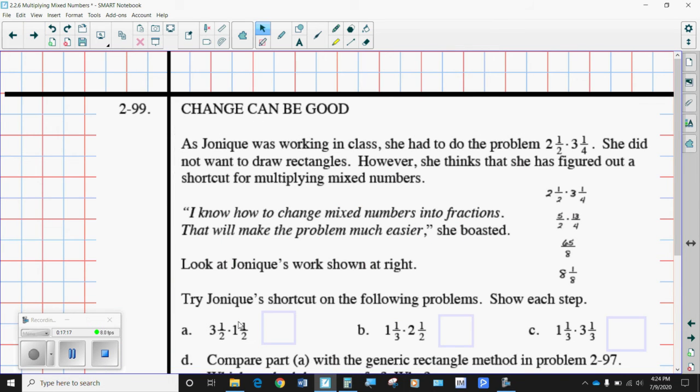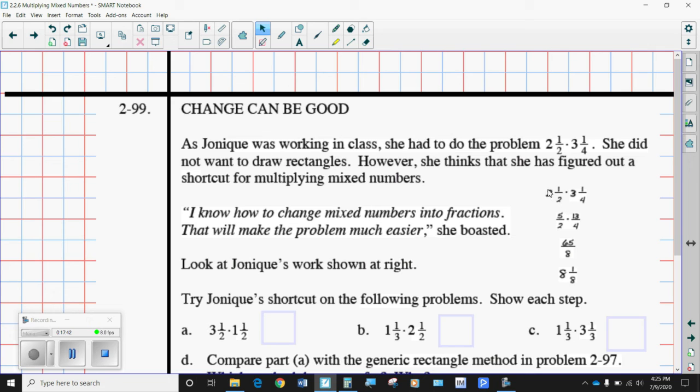All right, Janique was working in class. She had to do the problem 2.5 times 3 1/4. She did not want to draw rectangles either, just like Audrey. She's like, why go through all that work? There's got to be a better way. She thinks she's figured it out. I know how to change mixed numbers into fractions. That will make it easier, much easier, she boasted. So this is the work that she did.